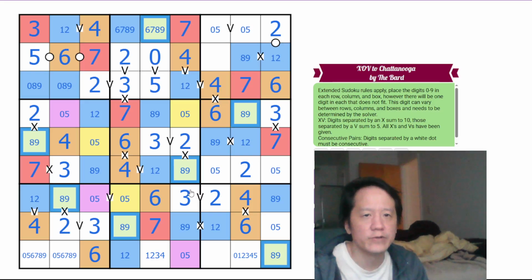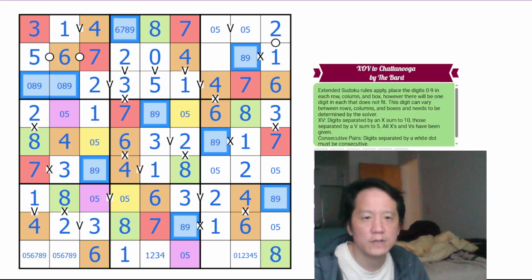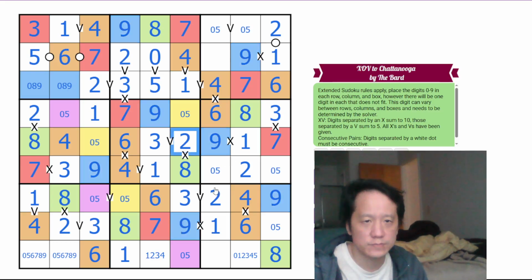All the high greens are 8. All the low blues are 1. We're not sure about this. These have to be 9. This can't be 1 or 2 or 4. This can't be 1 or 3, so this is 2 or 4.